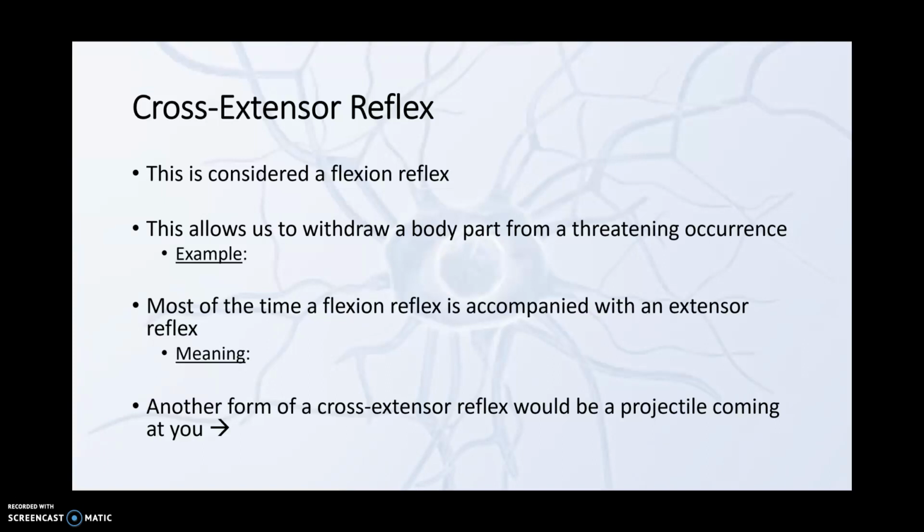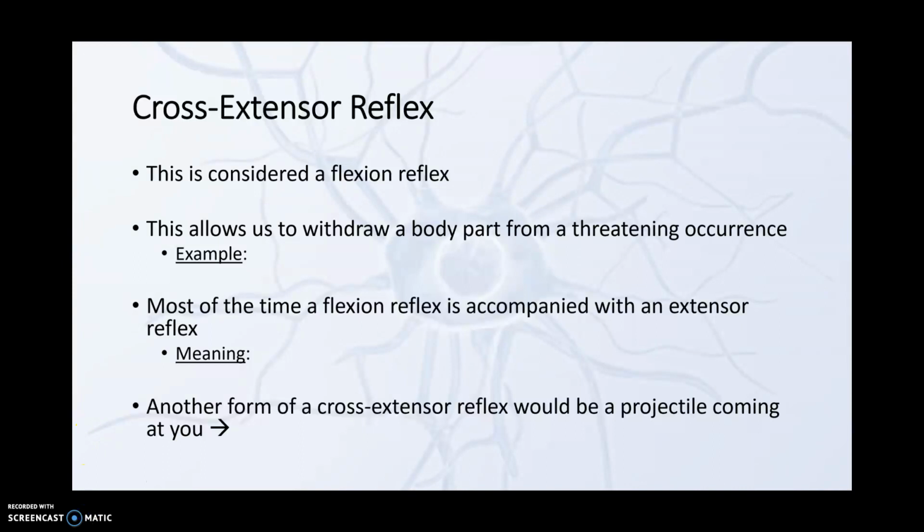This will be processed at the level of the spinal cord, having some interneurons doing it once again. Most of the time, a flexion reflex is accompanied by an extensor reflex. So this means if you withdraw on one side, you will extend on the other side. You'll pull back with your right arm and you'll extend your left arm to maintain balance. Another form of a cross-extensor reflex would be a projectile coming at you. The response would be to move your head away from it, but the eyes move to the opposite side to follow the object.